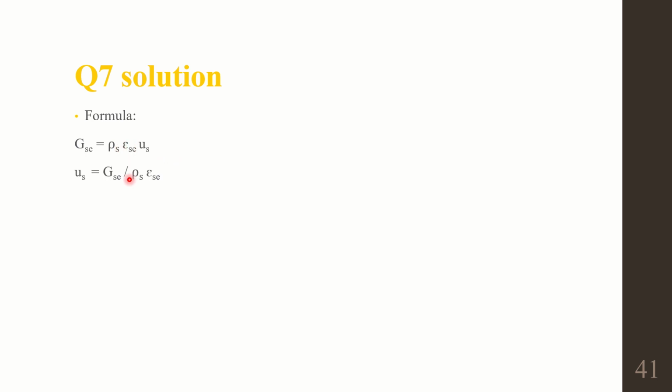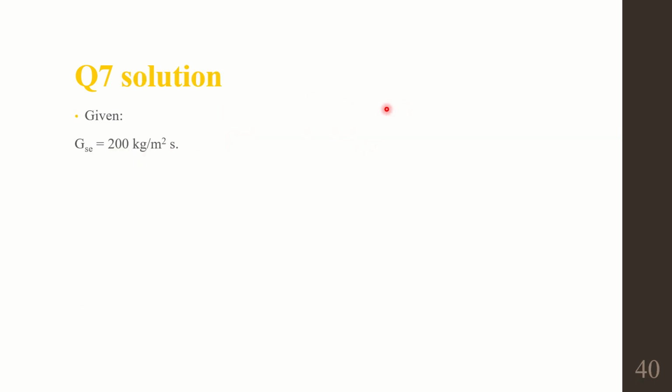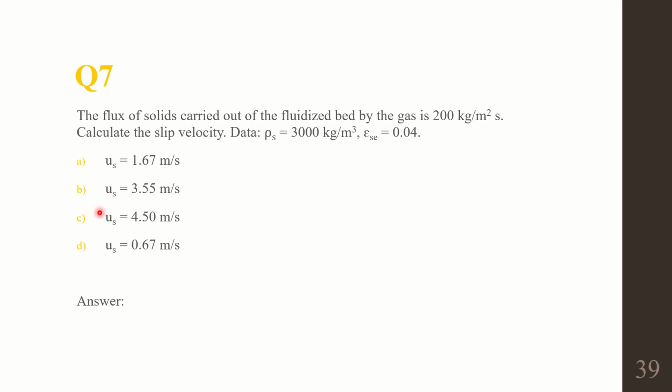SE is the entrained solids flux, the entrained solids fraction. So we are using this to obtain the slip velocity. Slip velocity is nothing but entrained solids flux divided by density of solids into entrained solids fraction. So 200 divided by 3000 into 0.04, that is giving us 1 by 0.6, that is 1.6667 meter per second. So that was option A, 1.67 meter per second.